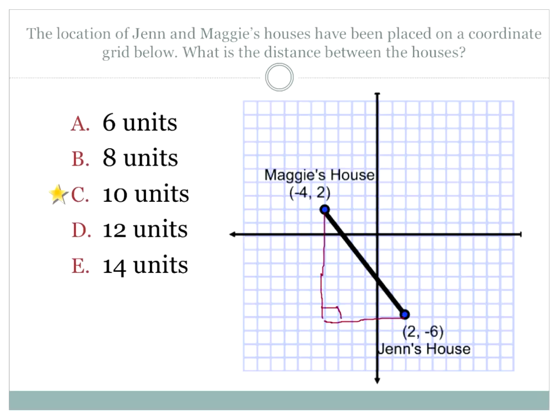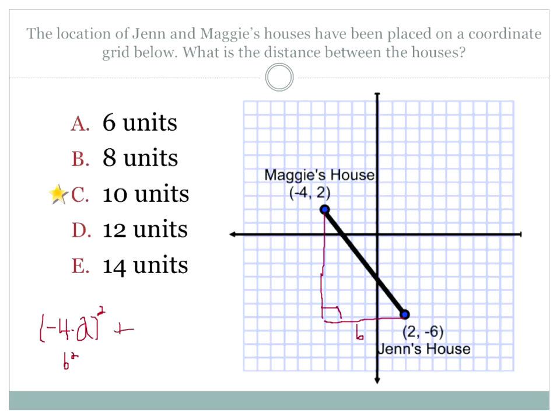What I'm going to see is that my x2 is a negative 4. It doesn't matter which point you consider x2 or x1. I'm going to say a negative 4 minus 2 quantity squared. That distance is 6. Okay, so I have a measurement of 6 there. So 6 squared would be 36.